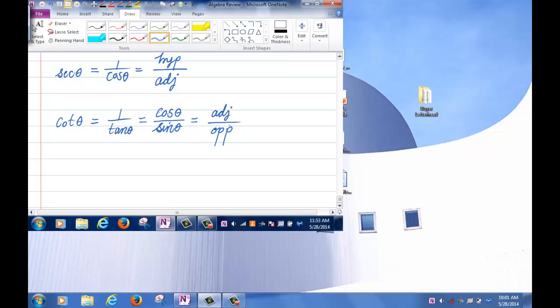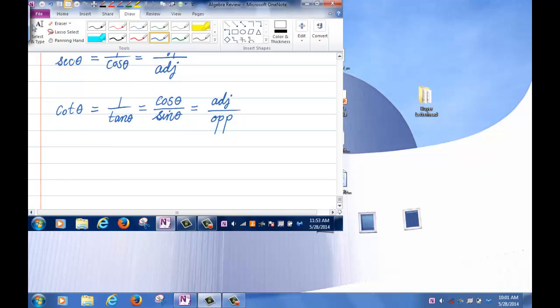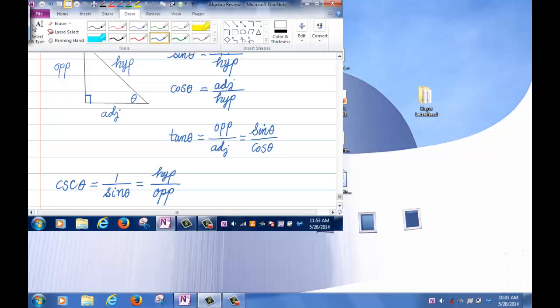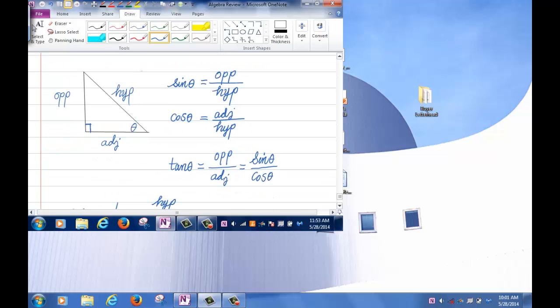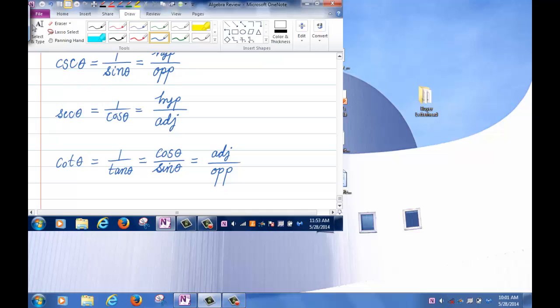So there are 6 trig ratios, 6 trig functions, and they are defined in this way for acute angles only. Okay. So far I am defining these functions for acute angles. So theta is an acute angle here, right? Any questions on the definition here?